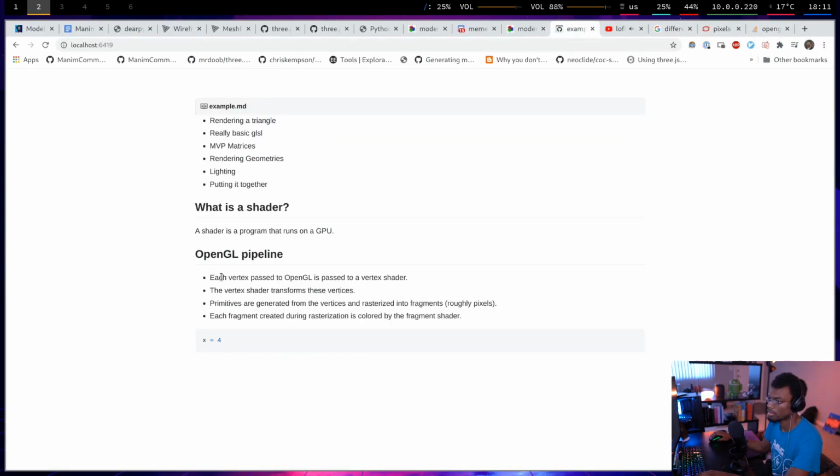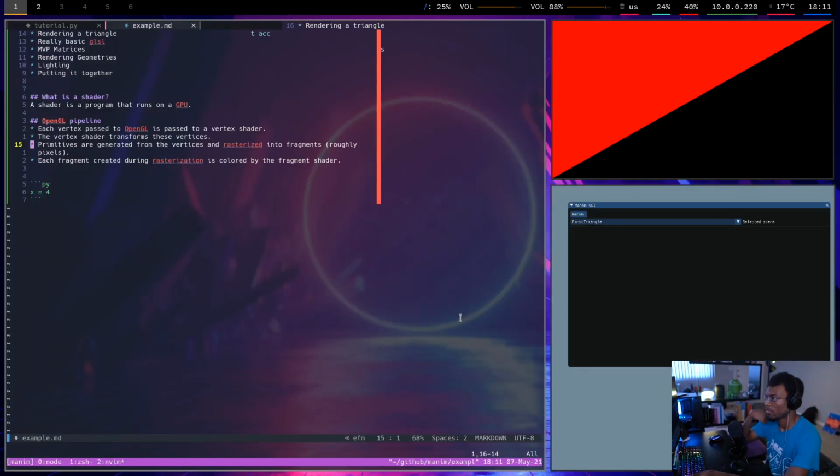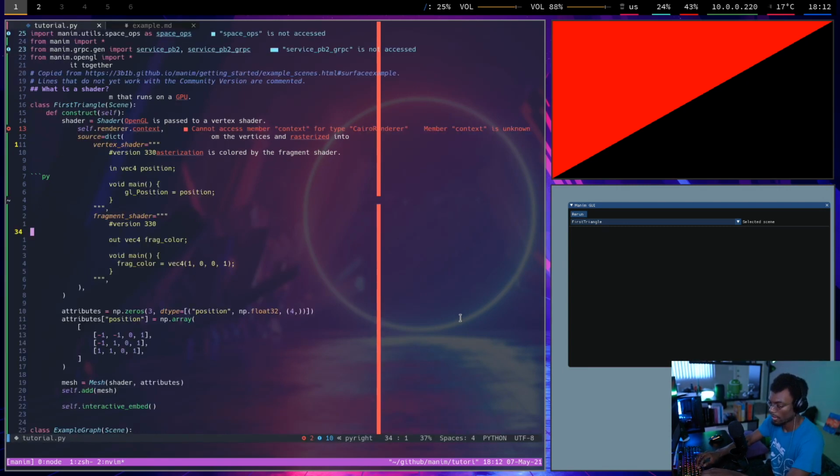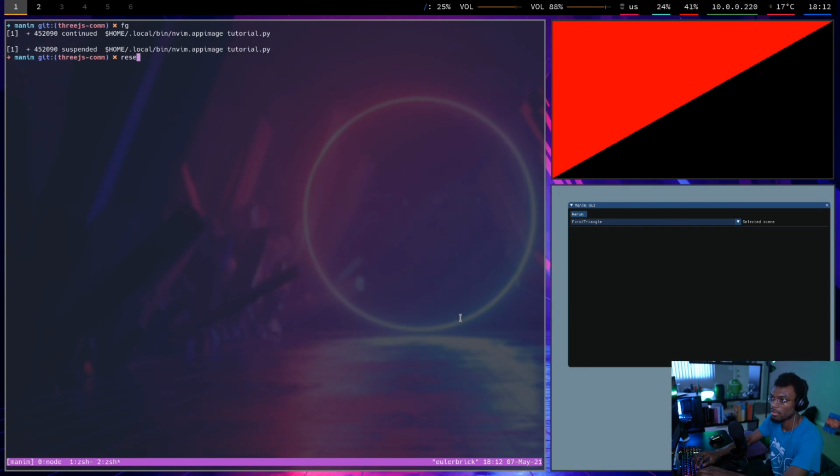So far, it's a vertex attached to a vertex shader. The vertex shader will transform them. Primitives are generated from the vertices. Rasterize and fragment. Each fragment is colored by the fragment shader. That's great. Okay, so I think for primitives, I'll put e.g. triangles, because that's the most common primitive. I think that'll make it a little bit clearer.